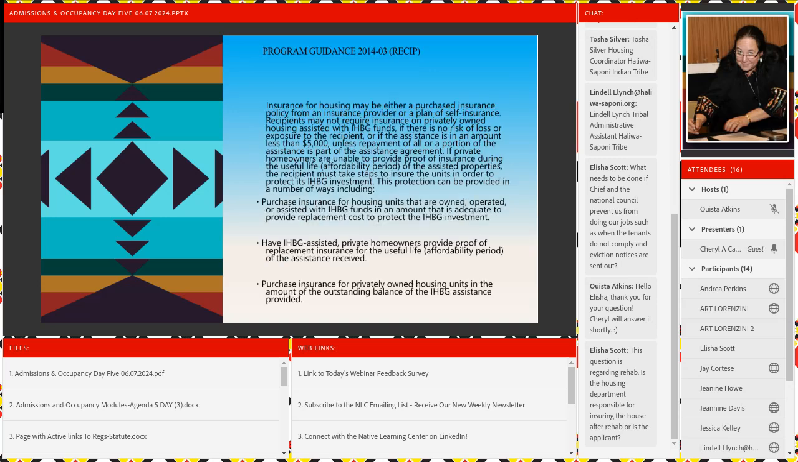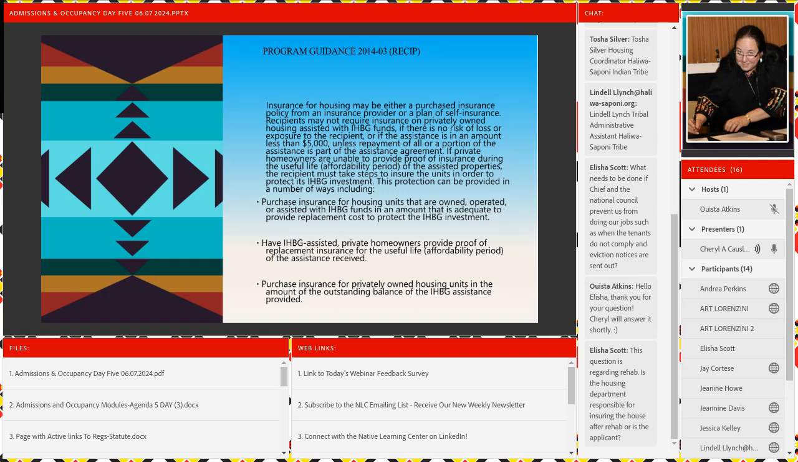So insurance for housing may either be a purchased insurance policy from an insurance provider or a plan of self-insurance. Recipients may not require insurance on privately owned housing assisted with your block grant funds if there is no risk or loss of exposure to the recipient, or if the assistance is in an amount of less than $5,000. So there's your threshold, okay?